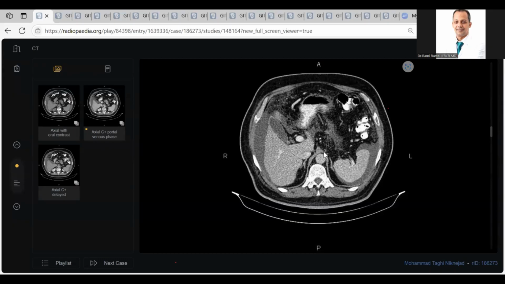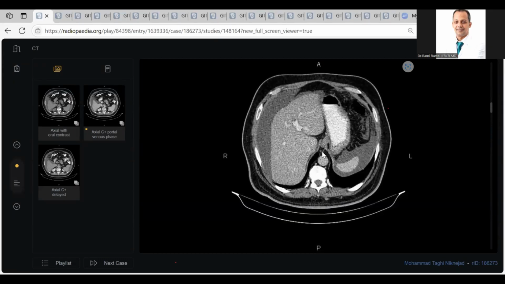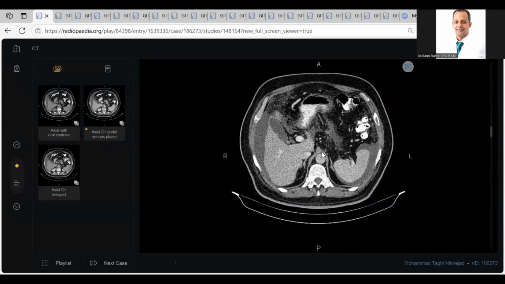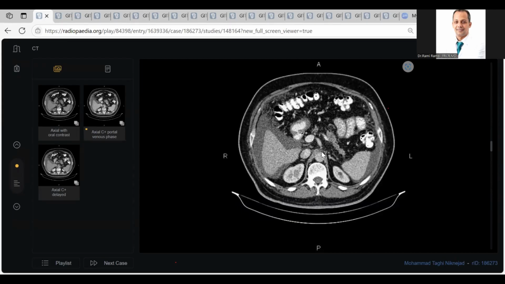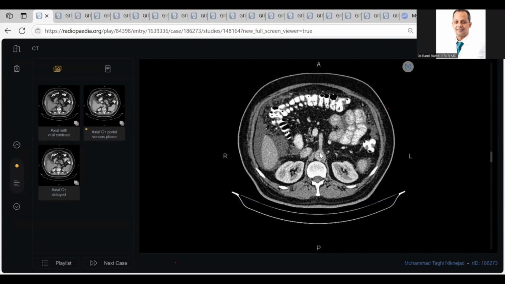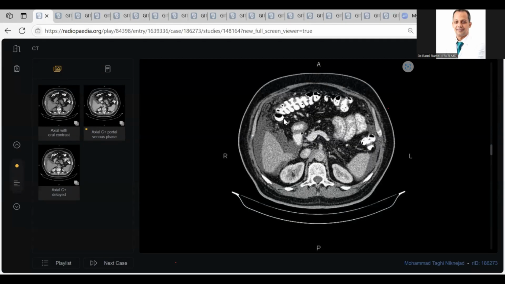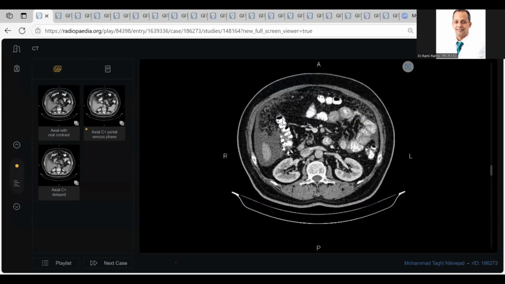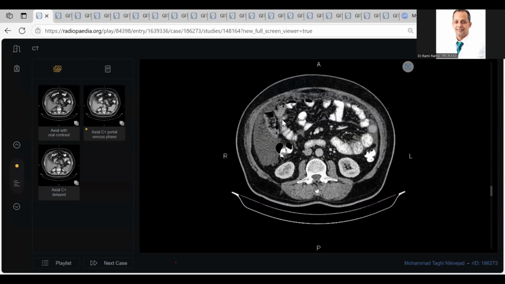Anterior mesentery. Don't worry about the liver. Look at the anterior mesentery. Stop here. What happened in the mesentery? Yes, there are changes of omental caking, sir, which I mentioned earlier along the anterolateral abdominal wall. Other than that, give me a diagnosis, please.